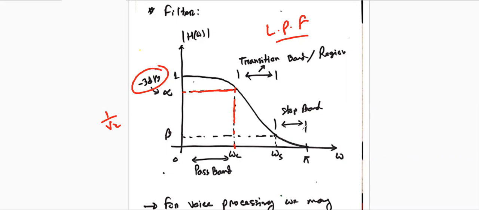We have the stop band, and the stop band gain also needs to be represented with a value, whether in dB or in amplitude.